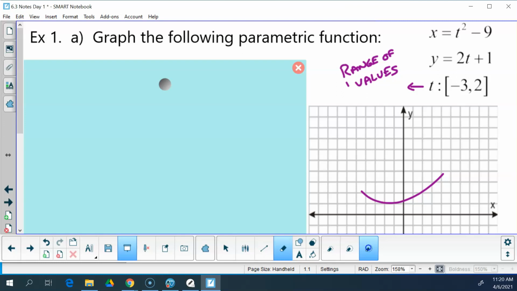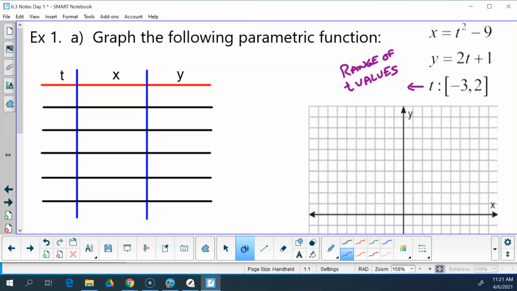These parametrics that we are graphing have, oops, I guess I erased my t value here. These graphs are just sections. They don't go on forever in both directions. We're just taking a little piece of it and graphing that. Okay? So let's do this. By hand, we are going to make our t-chart, and our t values are going to be -3, -2, -1, 0, 1, and 2, because I need to start at -3 and I need to stop at +2.